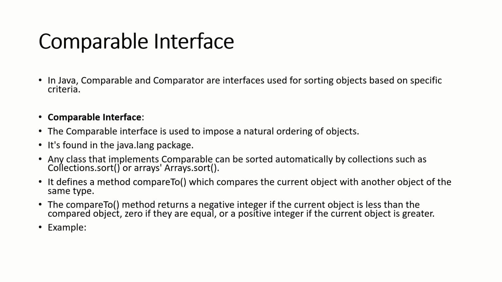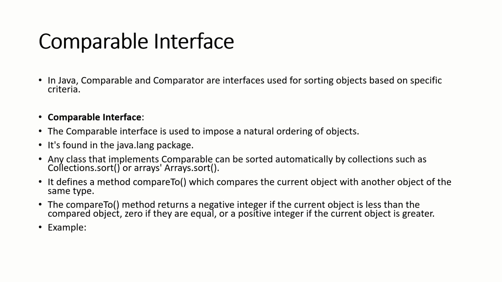Let's say you have a list of random numbers like 1, 5, 4, 3, 2, 6, 7. What is the natural ordering of these numbers? It is ascending order, right? 1 to 7. That is what the natural ordering of objects means. So the Comparable interface is used to impose a natural ordering of the objects. It's found in the java.lang package.